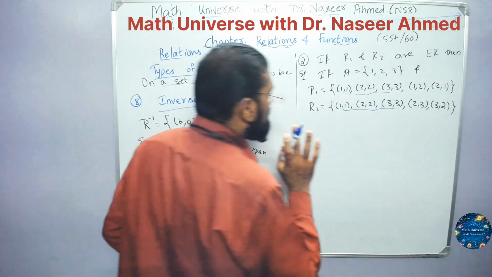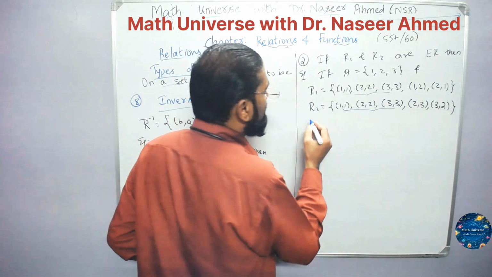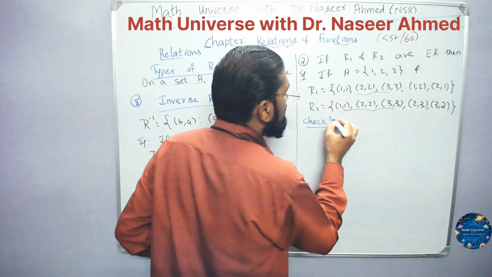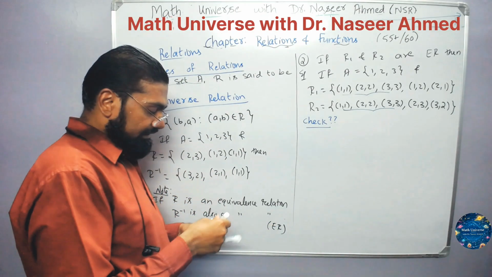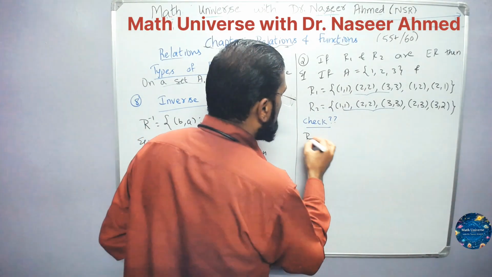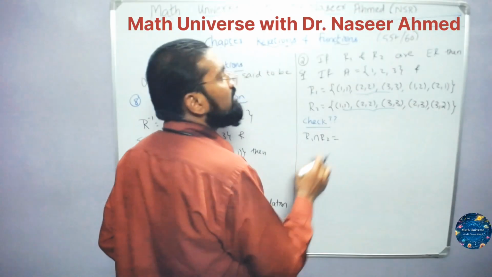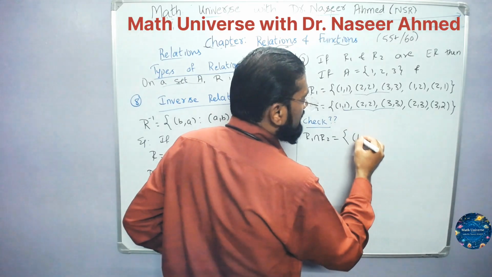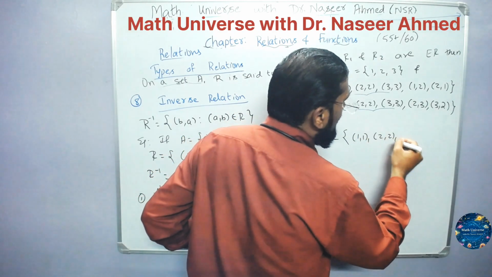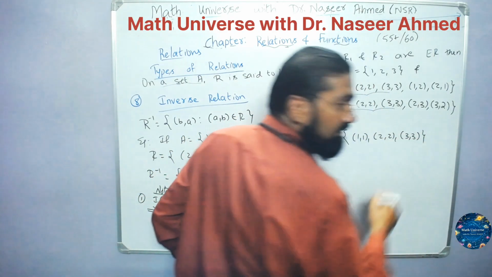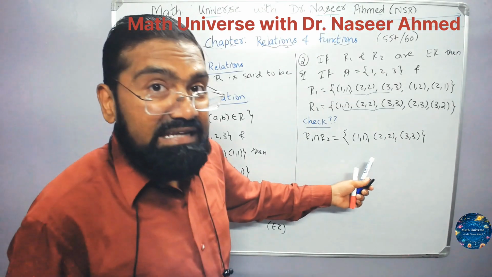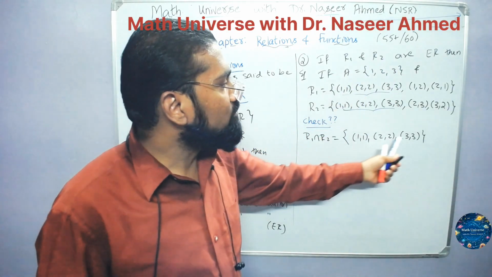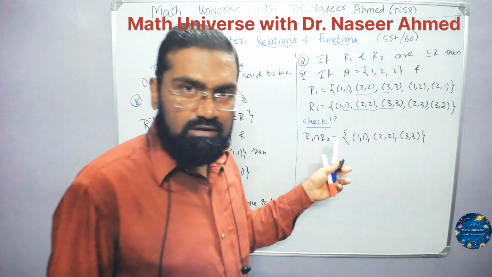Now let us check one by one about their intersection. If I take the intersection R1 intersection R2, what is it? The common ordered pairs are only these: 1 comma 1, 2 comma 2 and 3 comma 3. And if you see very carefully, this is what? The identity relation. Why? 1, 2, 3 are the elements of set A, and 1 comma 1, 2 comma 2, 3 comma 3 is the identity relation.